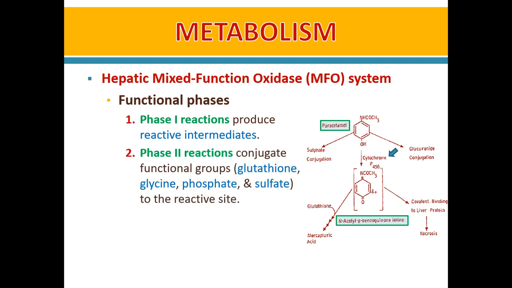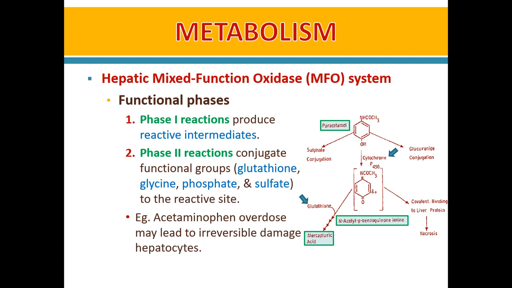The phase 2 reaction, on the other hand, is where a functional group like glutathione is conjugated to the reactive intermediate. Okay? And in this case, since it's paracetamol, it would eventually be metabolized into a mercapturic acid. So again, this is just an example of how the hepatic mixed function oxidase system metabolizes a therapeutic drug.